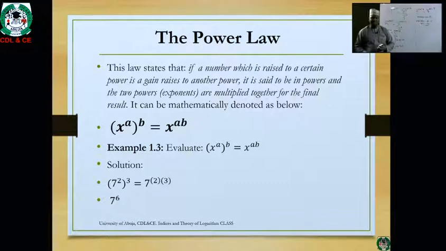The third law, which is the power law. When a particular index that is already raised to a power is also raised to another power, both powers have to multiply each other. That is why what we have on the frame is 7 raised to power 2, all bracket, then raised to power 3. Then 2 times 3 is 6. So the final result is 7 raised to power 6.